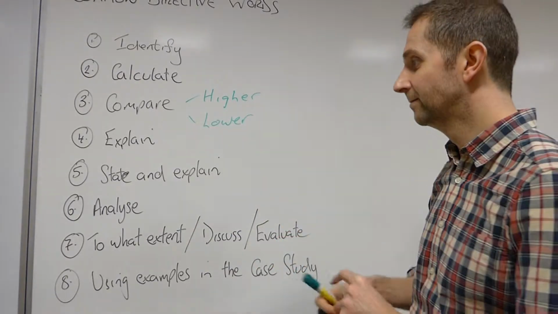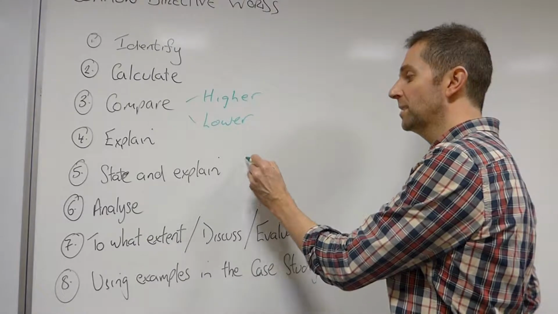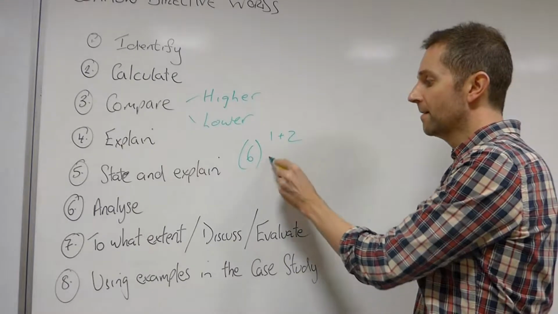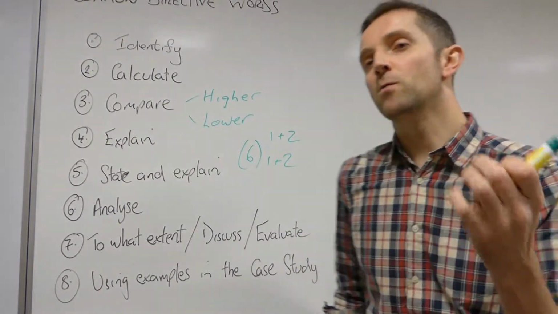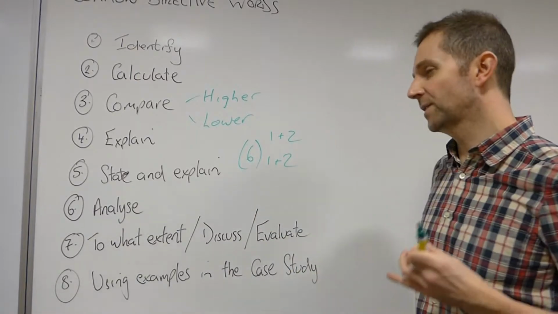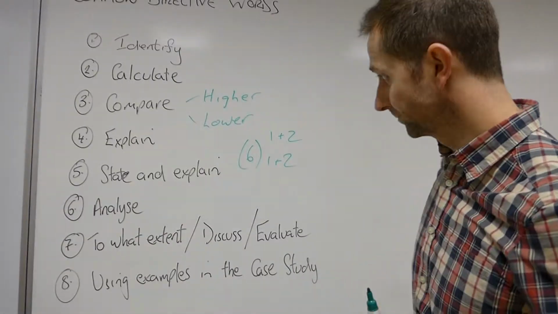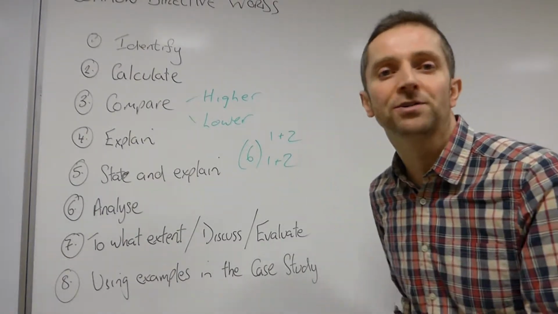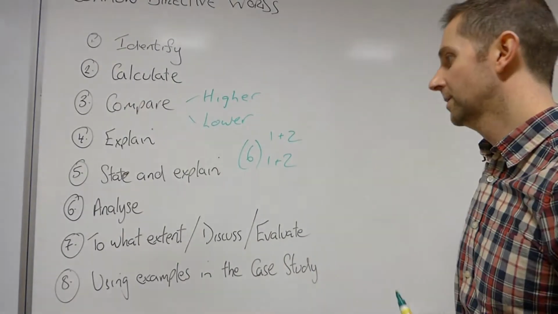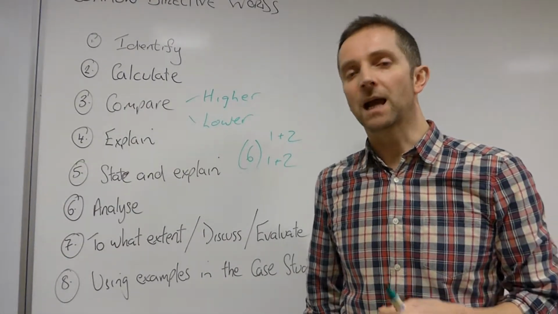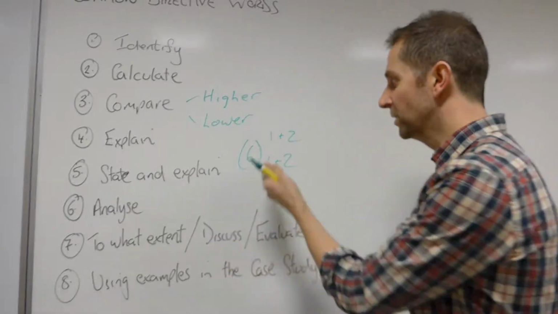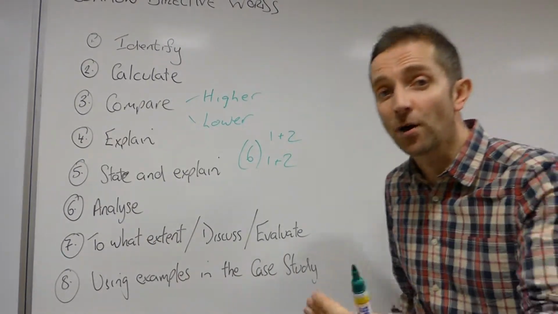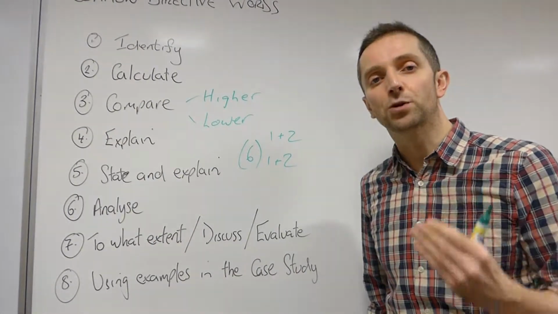State and explain. Now we're getting into the high tariff marks. This would usually be a total of 6, but it'll be broken down into 1 plus 2 and 1 plus 2. So you get the 1 mark for the state, and then you get the 2 marks for the explain. Whatever the question may be. State and explain 2 causes of cost push inflation. So you might say, for example, an increase in the national minimum wage. That would be your state part of it, and then for your explain, you'll go on to explain why and how that would lead to cost push inflation.